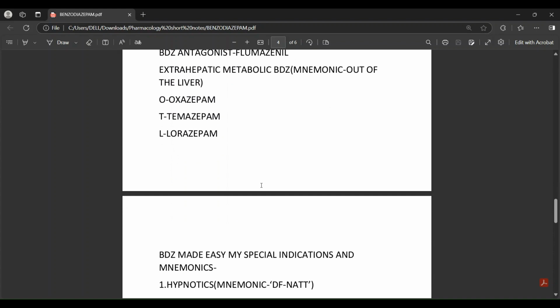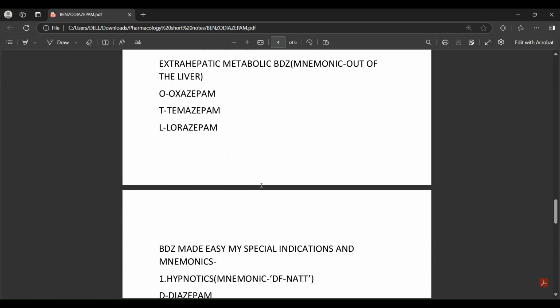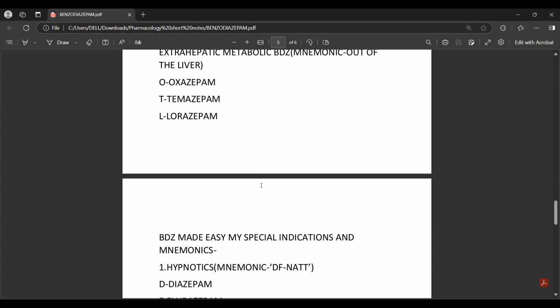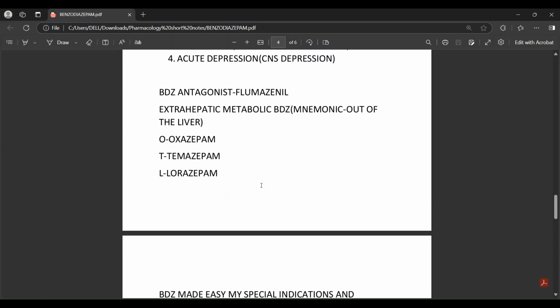Normally benzodiazepines are metabolized in the liver, but there are three that are not. The mnemonic is OTL, out of the liver. O means oxazepam, T means temazepam, L means lorazepam. As an example, if a patient has liver cirrhosis and we have to use benzodiazepine, which one will you use? This one, the extrahepatic metabolized benzodiazepine, because the liver is not functioning well.